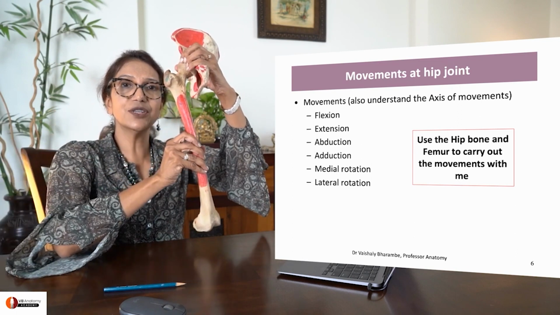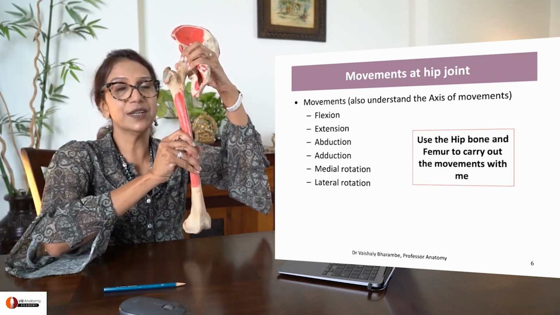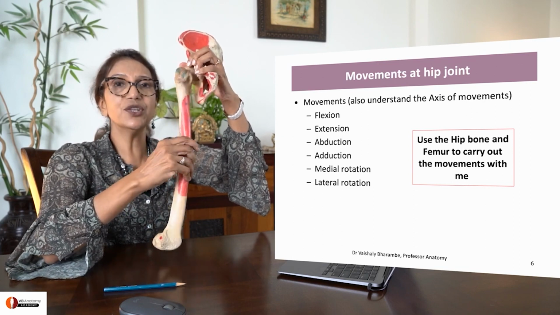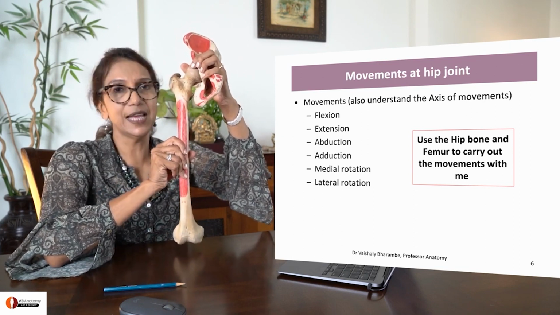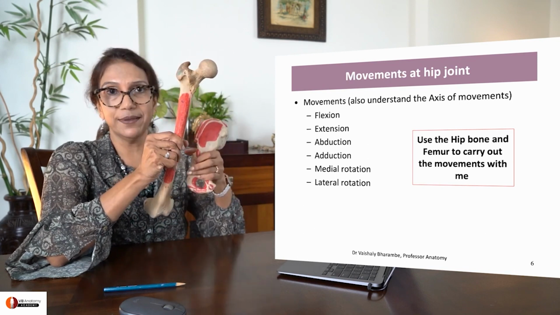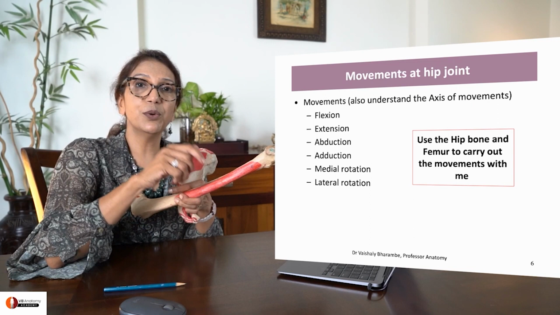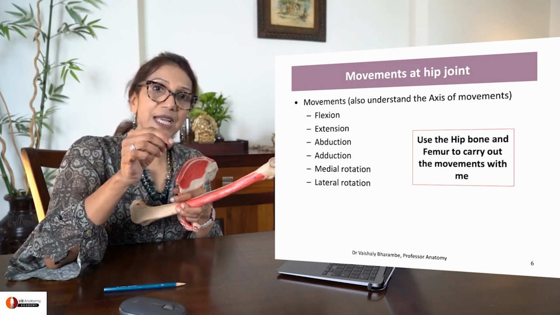Abduction, adduction, anteroposterior axis: anterior, posterior. So medial rotation, lateral rotation, vertical axis. Know these together. If you're done, keep the bones down. Let's now talk about muscles bringing about these very actions.